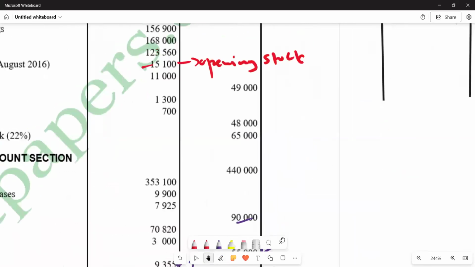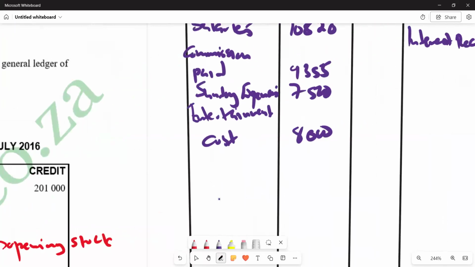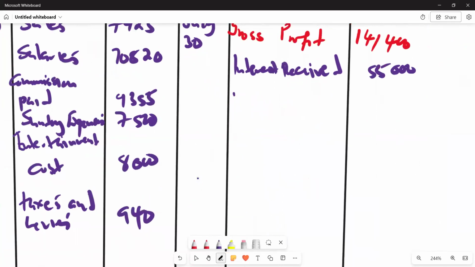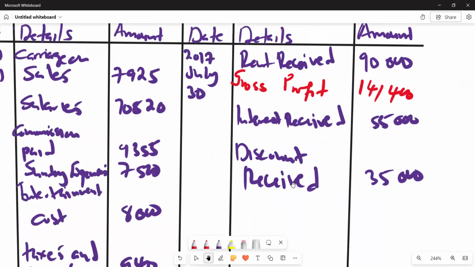So taxes and levies, and 940, and then report discount received on the credit side. Discount received, we've got 35,000. So this is what we have there on the credit side. And then we see that we've entered our last item.